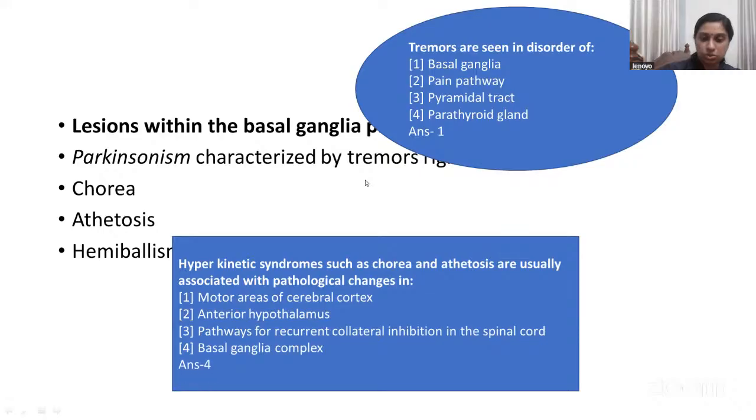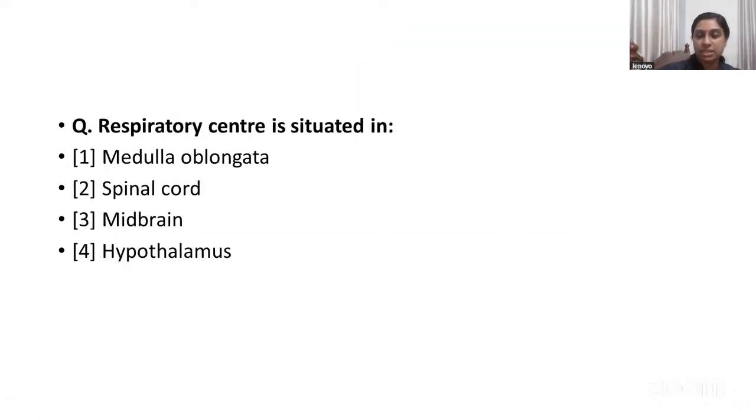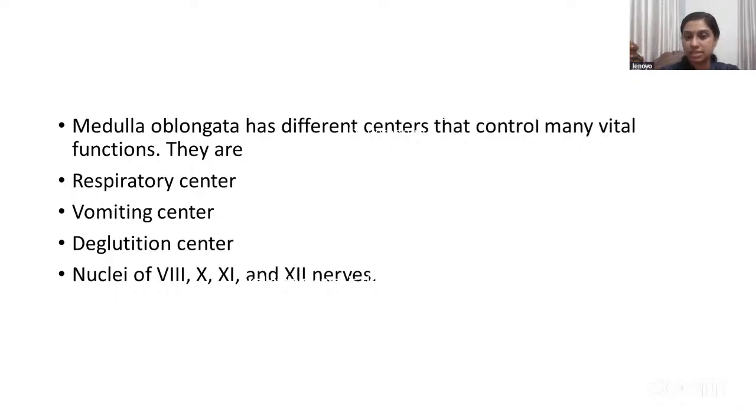Coming to the next question: the respiratory center is located in the, options are medulla oblongata, spinal cord, midbrain, hypothalamus. We have already discussed the hypothalamus, so we can eliminate that option. The answer is medulla oblongata. Many vital functions are controlled by the medulla oblongata: the respiratory center, vomiting center, deglutition center, and the nuclei of the vestibulocochlear, vagus, spinal accessory, and hypoglossal nerves. They are all controlled by the medulla oblongata.